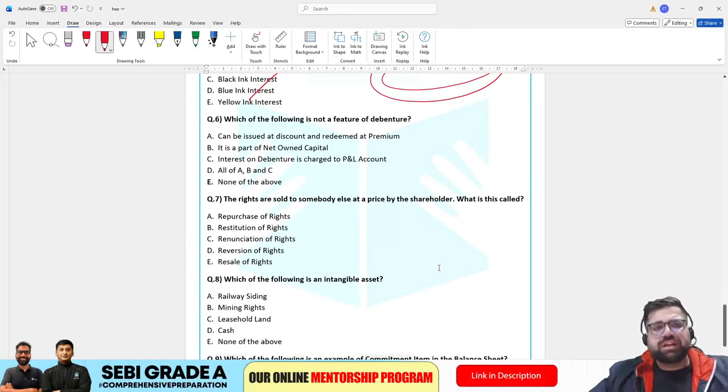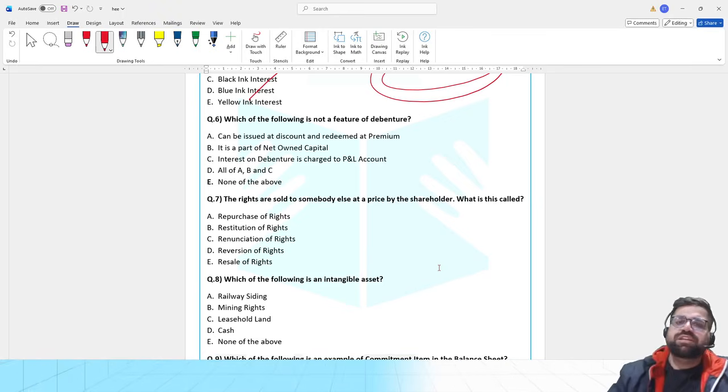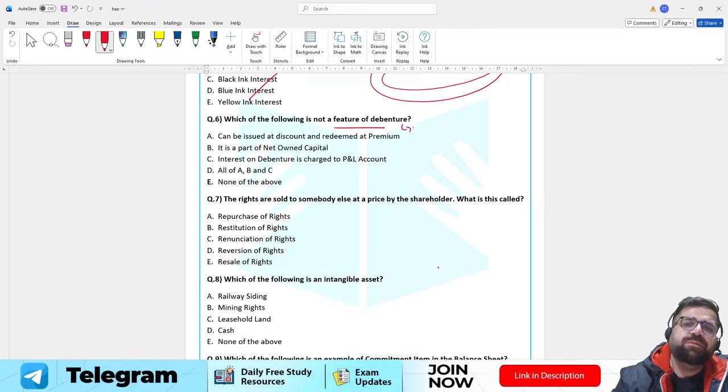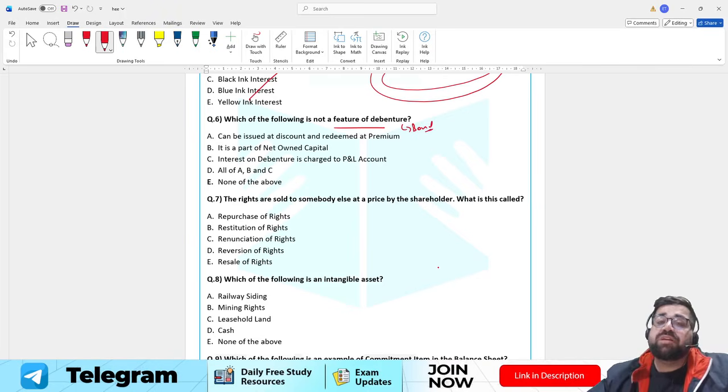Question number 6. Which of the following is not a feature of debenture? Debenture is what? A kind of a bond. A kind of a bond only, which is issued by private people or the private companies.